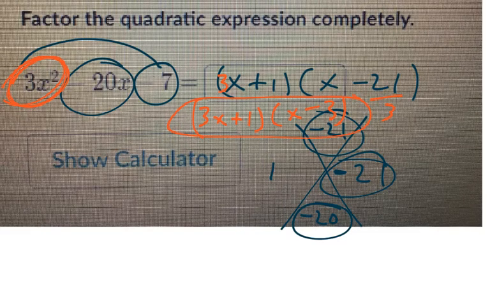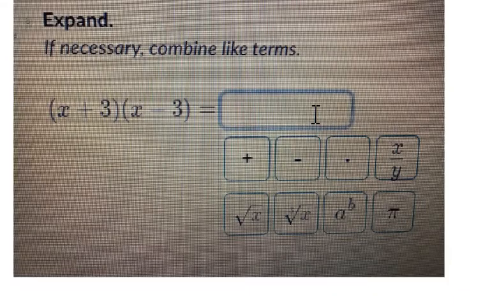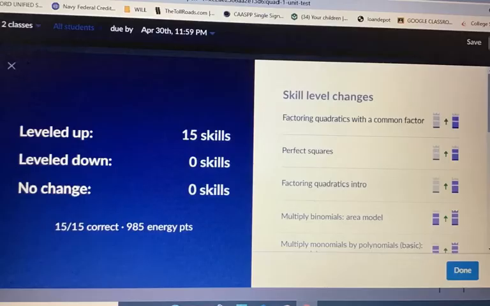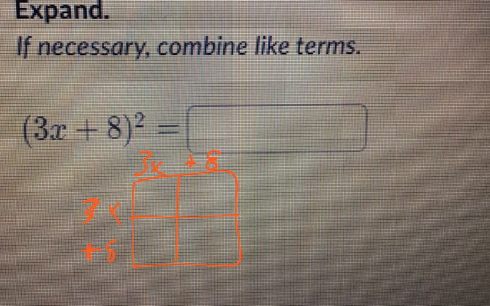All right. Let's see what else this unit test has to offer. Guys, that should be another easy one. Set up the box. Here again is another easy one. Set up the box with 3x plus 8, 3x plus 8. Okay, let's see what else we got here. Oh, that was it. Okay, so guys, I walked you through most of them to help you get a good score on this.